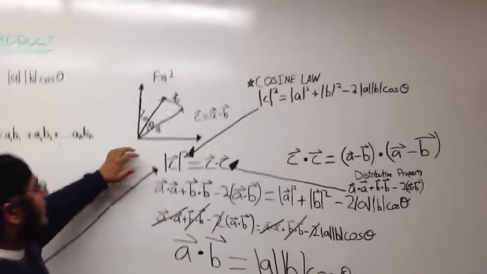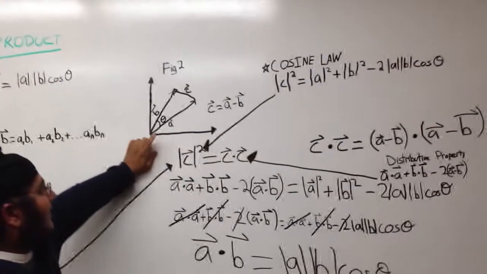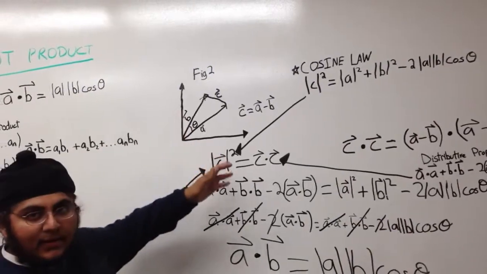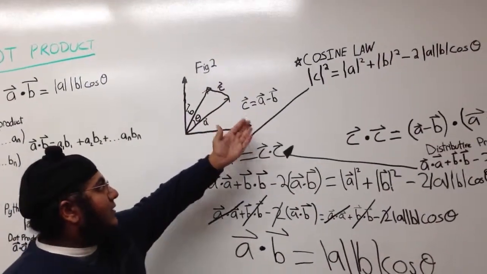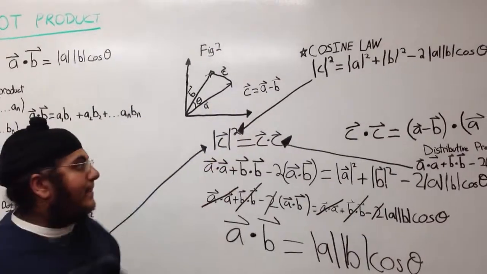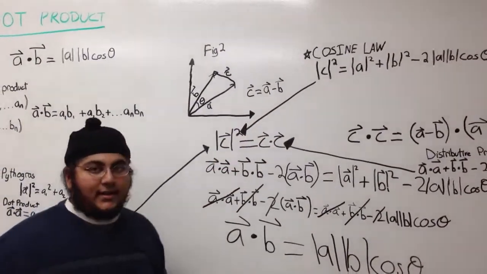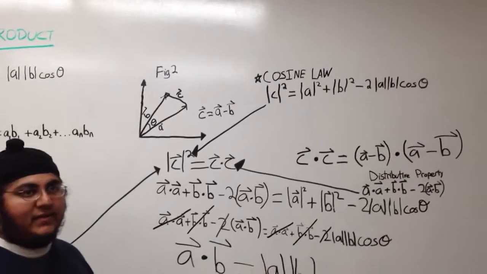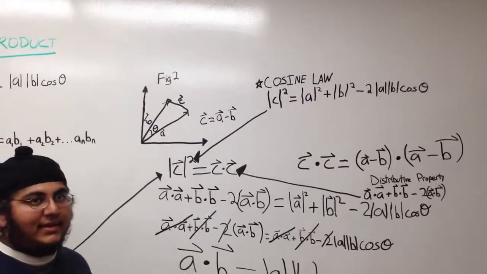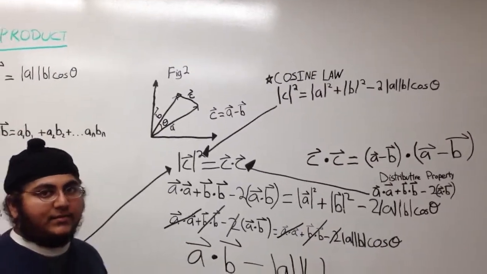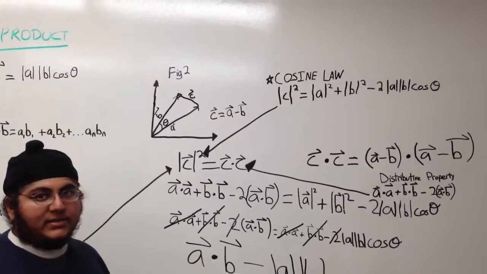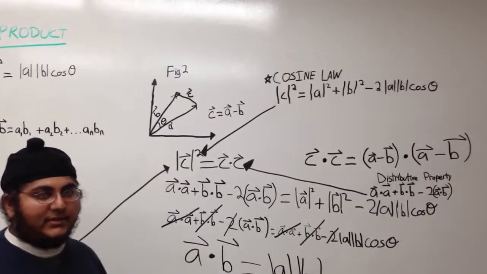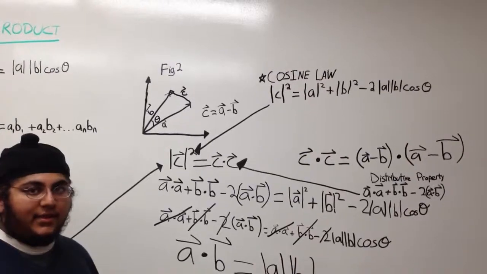In figure 2, we have a triangle with vector A, vector B, and vector C, with vector C being equal to vector A minus vector B. We need the cosine law. The cosine law states that the magnitude of length C squared is equal to the magnitude of length A squared plus the magnitude of length B squared minus 2 times the magnitude of length A times the magnitude of length B times cosine theta.